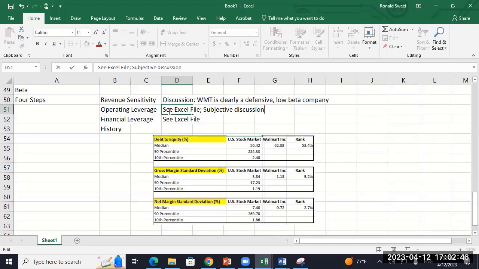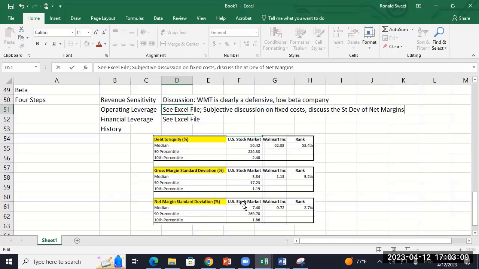Do they have a lot of R&D they got to spend? They have a marketing budget they got to spend. Where are their fixed costs? And then discuss the standard deviation of net margins. You can ignore gross margins if you want to.